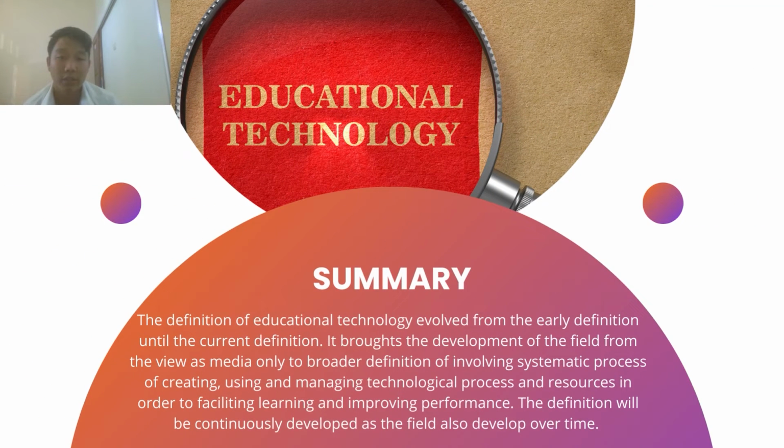And after explaining the materials, I will summarize it. The definitions of educational technology developed from the early definitions until the current definitions. It embarks on the development of the field from being viewed as media only to a broader definition involving a systematic process of creating, using, and managing technological processes and procedures in order to facilitate learning and improve performance. And the definitions will continue to develop as the field also develops over time.